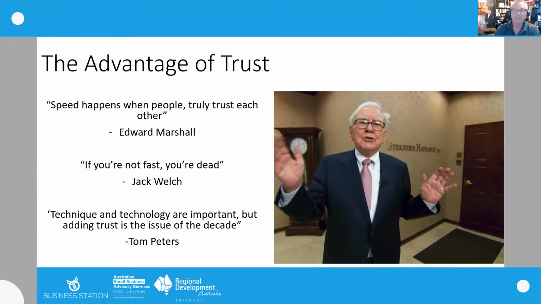And Tom Peters, once again another leadership expert, talks about technique and technology being important, but adding trust is the issue of the decade. And it's probably the issue of this decade and every decade as we continue to move forward. So when we trust people, we're likely to do things quicker and things happen quicker.